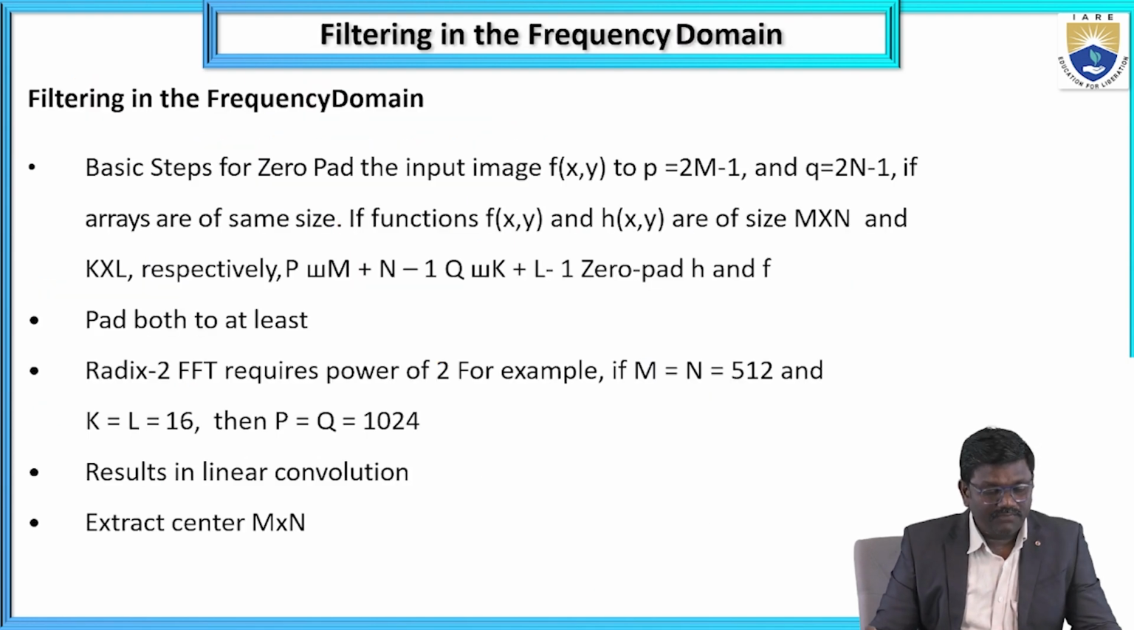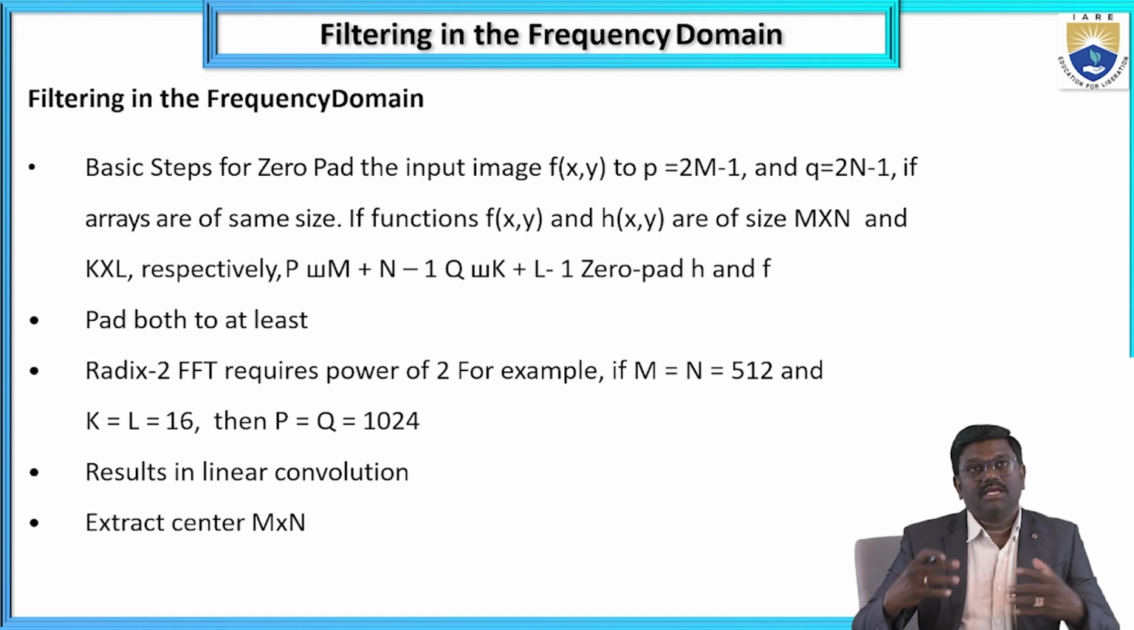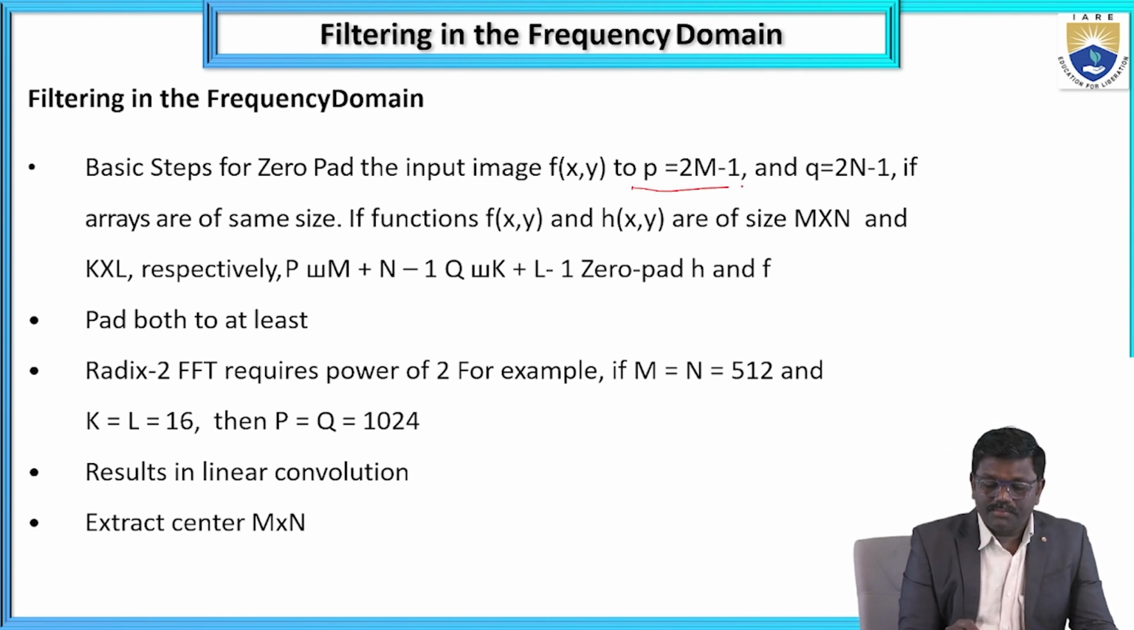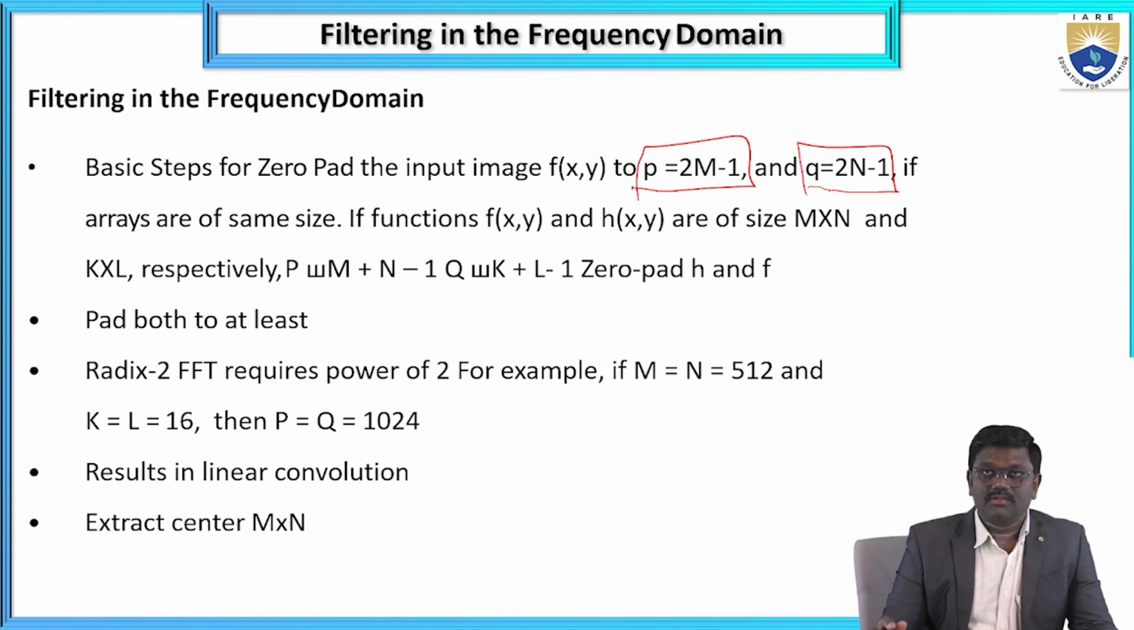Coming to such filtering in the frequency domain, such sharpening happens by the modification of mathematical values, where P is equal to 2M minus 1 and Q is equal to 2N minus 1, the values we are going to concentrate on. Arrays are of the same size if the functions f of x comma y and h of x comma y are of size M by N and K by L respectively.